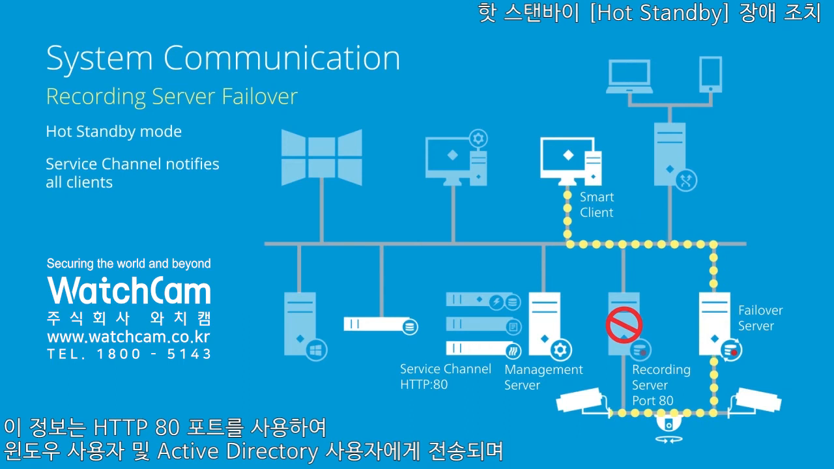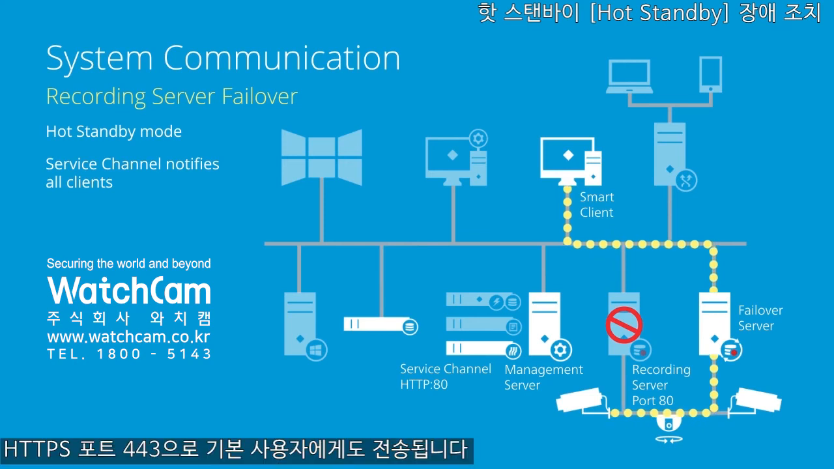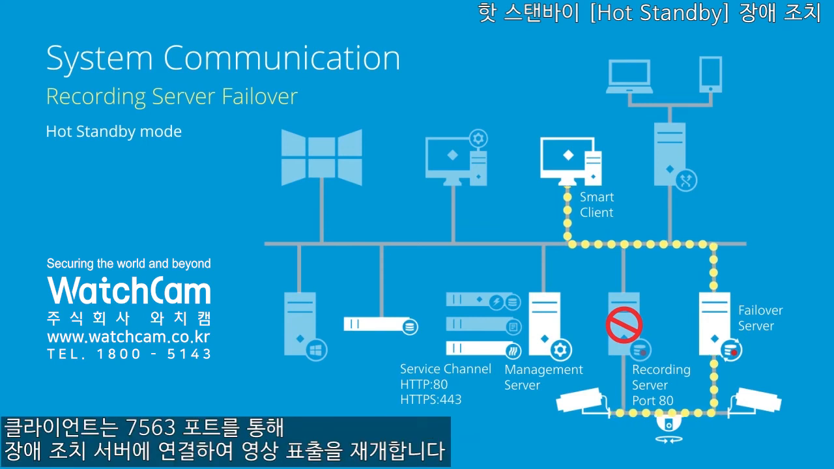This communication is sent on port 80 using HTTP for Windows and Active Directory users, and on port 443 using HTTPS for basic users. The clients connect to the failover server and resume viewing video from it on port 7563.